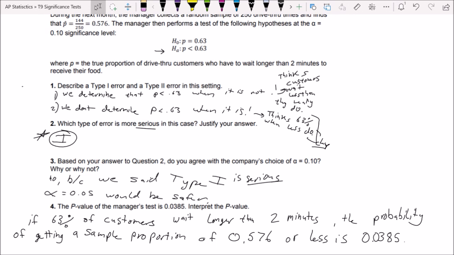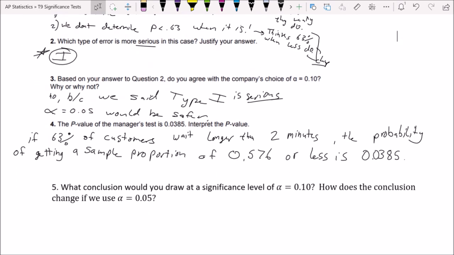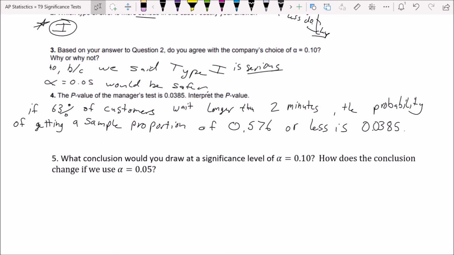And so I've added one other question down here at the bottom, and that's asking, what conclusion would you draw at the significance level of alpha equals 0.10? And I want to know how the conclusion changes at 0.05. So let's write the concluding statement. And this is one we want to practice because nearly all free response questions end this way. Okay, so I'm going to write it like this.